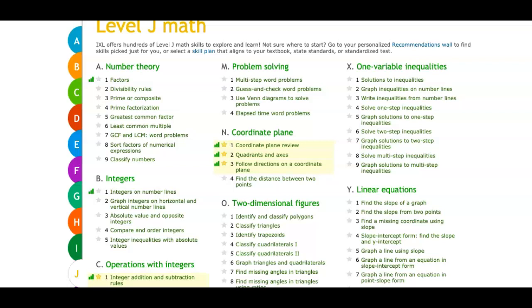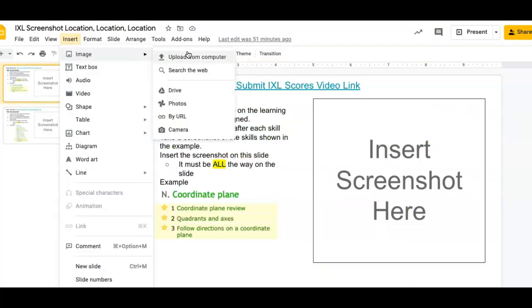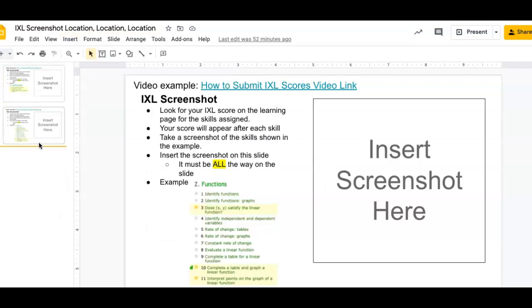So when I go back to my assignment, I just go to Insert, Image, Upload from Computer, and you'll see that screenshot in your downloads now, and you can just insert your picture here. You'll need to do that for both though. So that's your first one. Say that was section N, right? Well, now you have a second one that was in Z, functions.